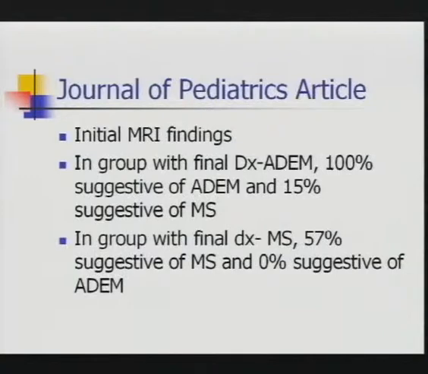So the MRI findings we've already talked about a little bit. With the initial MRI, if it did suggest ADEM, the final diagnosis usually was ADEM, and only 15% of the time did the final diagnosis end up being MS. But if the MRI looked like MS, it turned out to be MS in 57% of the situations, and none of those kids ended up having ADEM.